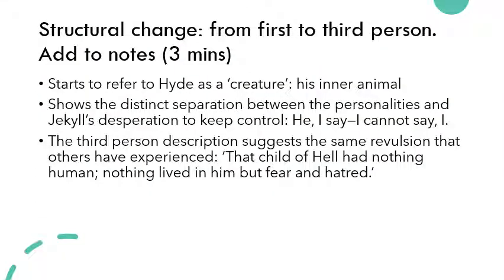It starts to refer to Hyde as a creature, his inner animal, so it separates him from himself. Shows the distinct separation between the personalities and Jekyll's desperation to keep control. He, I say, I cannot say, I. The third person description suggests the same revulsion that others have experienced. Do you remember people see him and they hate him, but they don't know why? That child of hell had nothing human, nothing lived in him but fear and hatred.